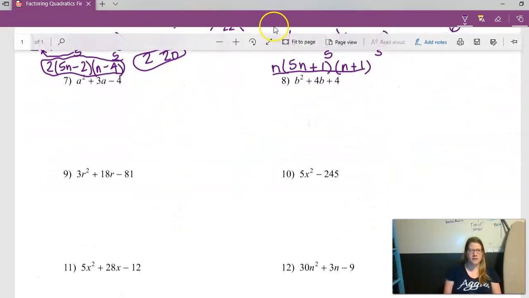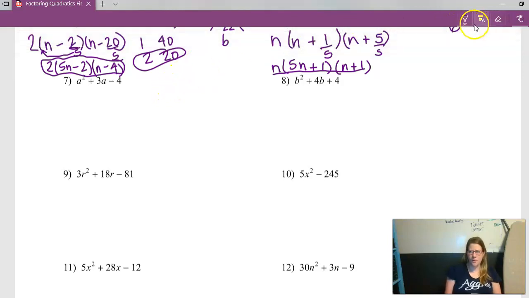All right, let's move right along down here. 7 is a squared plus 3a minus 4. So again, check for a common factor first, but in this case there is no common factor. So instead we're going to start right away with our x here. Our a here is 1 because I don't see a number in front of a squared. So 1 times negative 4 is negative 4. Middle term is 3. So this would be positive 4 times negative 1 gives me negative 4, and 4 minus 1 equals 3.